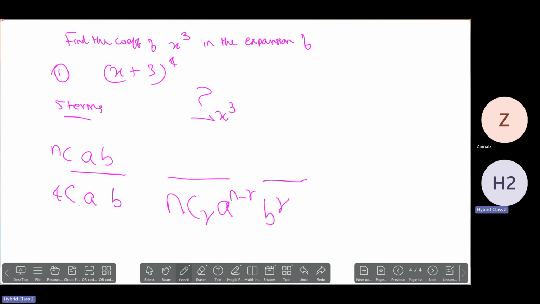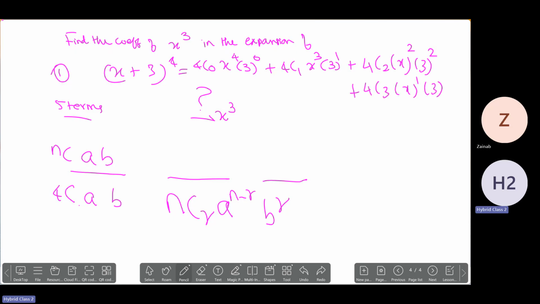If you look at all the expansion, even if I expand here, what do I get? 4C0, x to the power 4, then 3 to the power 0. Then 4C1, x to the power 3, 3 to the power 1. 4C2, x to the power 2, 3 to the power 2. 4C3, x to the power 1, 3 to the power 3. Then 4C4, x to the power 0, 3 to the power 4.